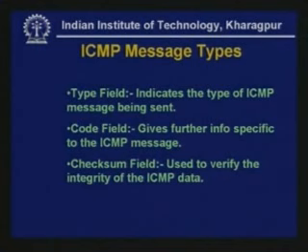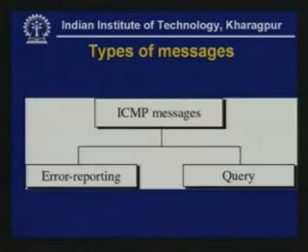So ICMP has a type field, which indicates the type of ICMP message being sent, and the types we will come to; it may be queries or it may be errors. The code field gives further information specific to the ICMP message. For example, for an error, what kind of error it is. The checksum field is used to verify the integrity of the ICMP data. So once again a checksum is included for error control.